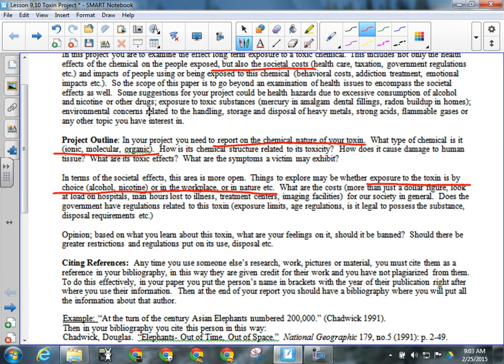Okay, maybe we just get exposed to it and we're not aware of it until later. Okay, what are the costs? And again, not so much a dollar figure, because it's going to be really hard to find those. We're looking at load on hospitals, man hours lost to illness. That's a big one. Man hours lost to illness is something that companies do not like.